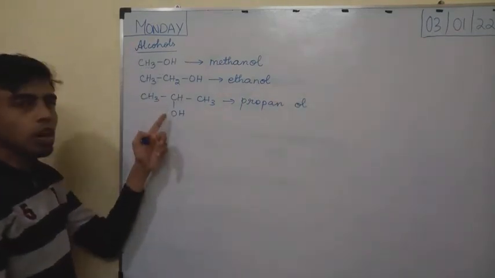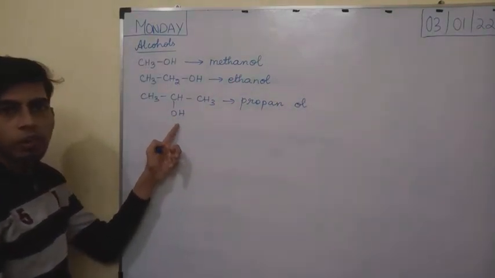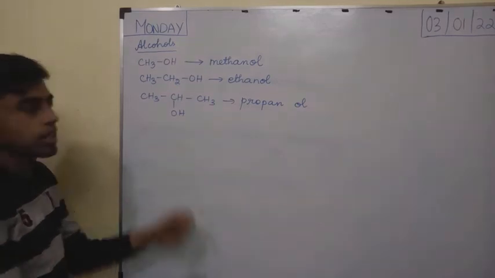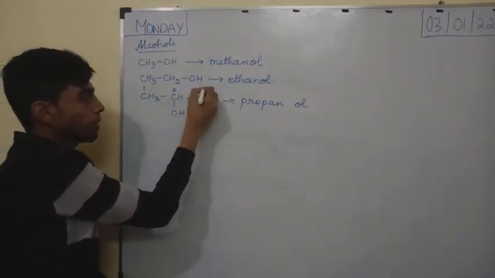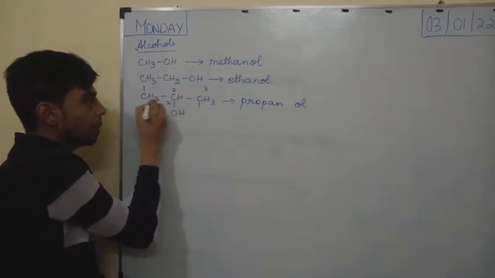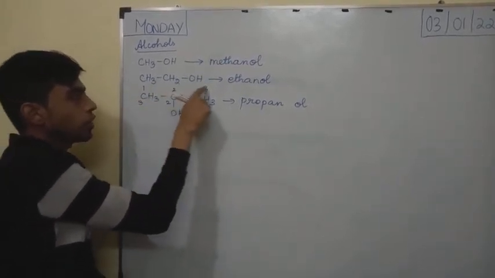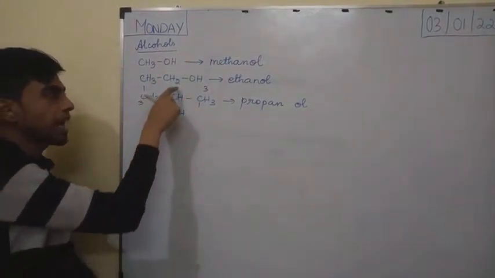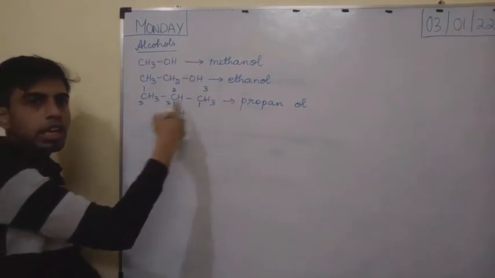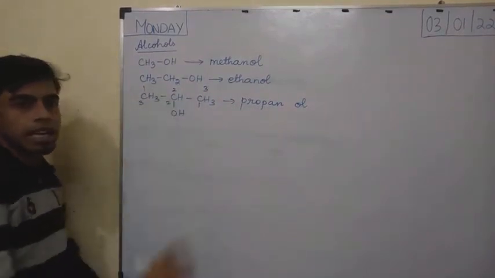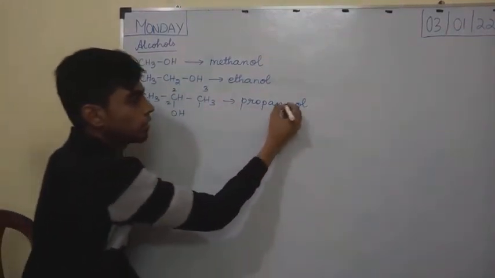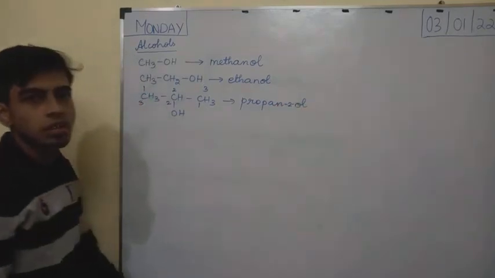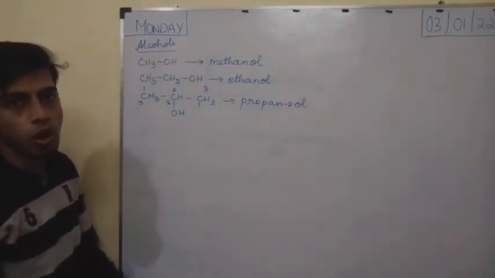But the alcohol group is in the branch, so you have to mention the position of the branch. For that you have to number from this side and number from this side. If you number from this side also, the branch is getting number 2 only. So 2 will be the position. So the name is propan-2-ol.